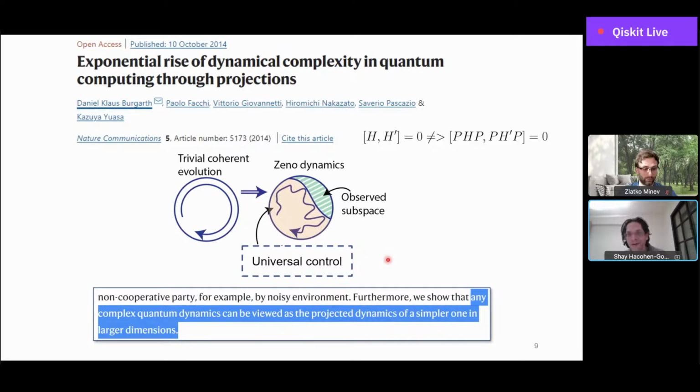Zeno back then thought that motion is an illusion, but maybe measurement is an illusion, because any complex evolution that I can describe over here, I can always take a larger Hilbert space and describe it as a very trivial coherent evolution. Okay, so any evolution on a larger Hilbert space will be coherent. So it relates to a notion that maybe measurement is an illusion. I know it's provocative, but let's play with that a little bit.